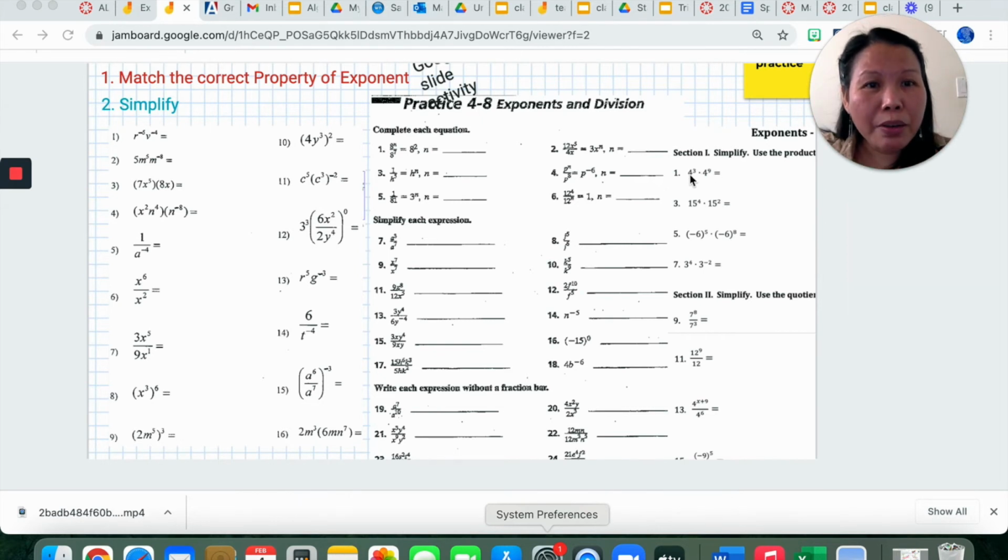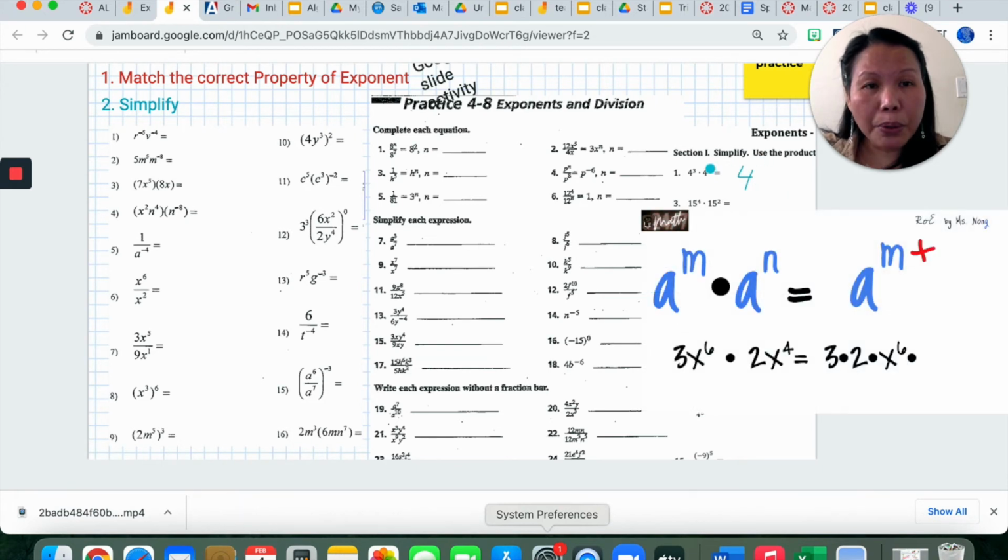The first one, we are using the product rule. Remember, the product rule is where I am adding the exponents and keeping the base. Okay, so 4 is the base. The exponents 3 and 9 are added, and I will get 12.